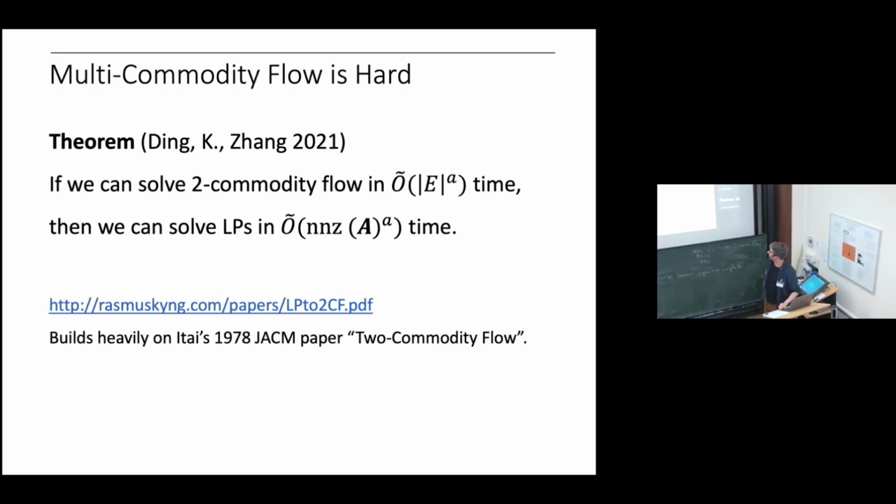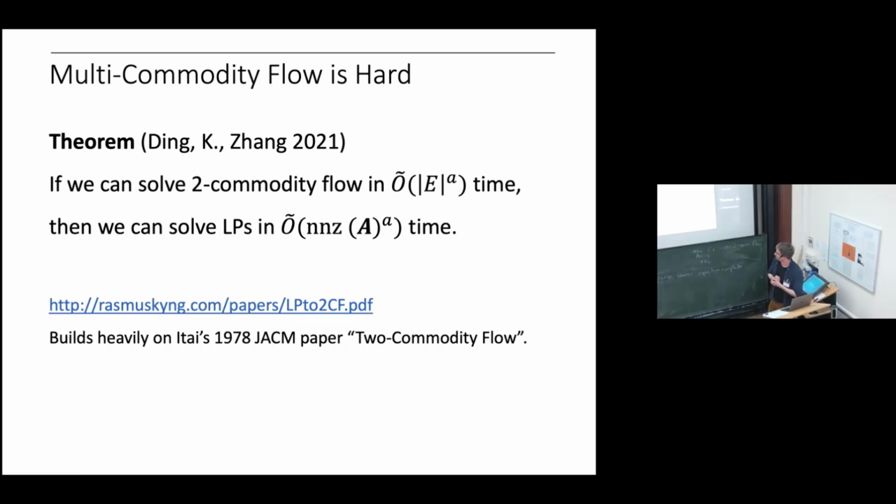Okay, and so the theorem that we show is that if we can solve two commodity flow in O tilde of edges to some exponent time, then we can do the same for linear programs, with this being the number of non-zeros, and that's it. And the paper is here just because we didn't put it on arXiv yet.